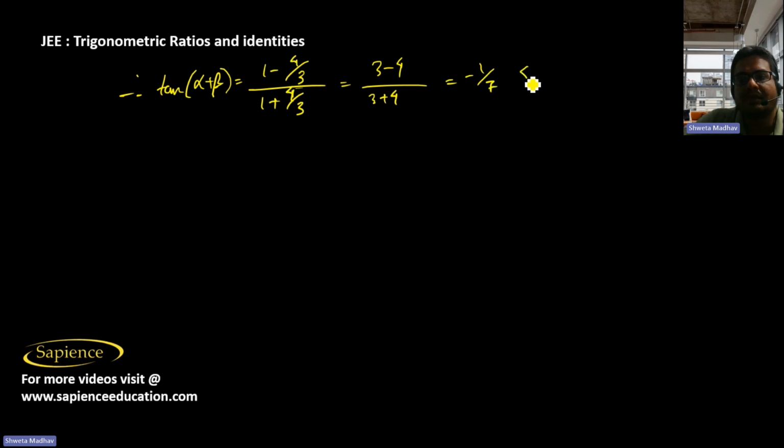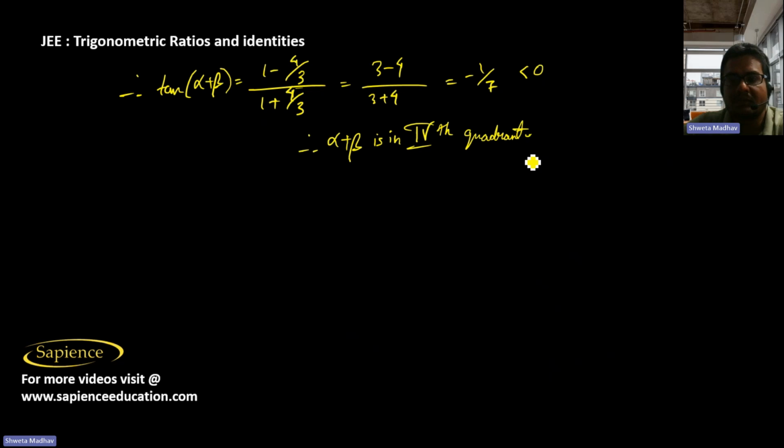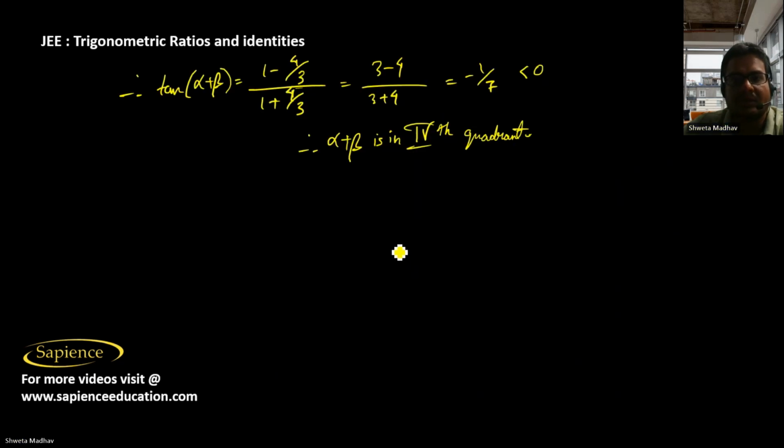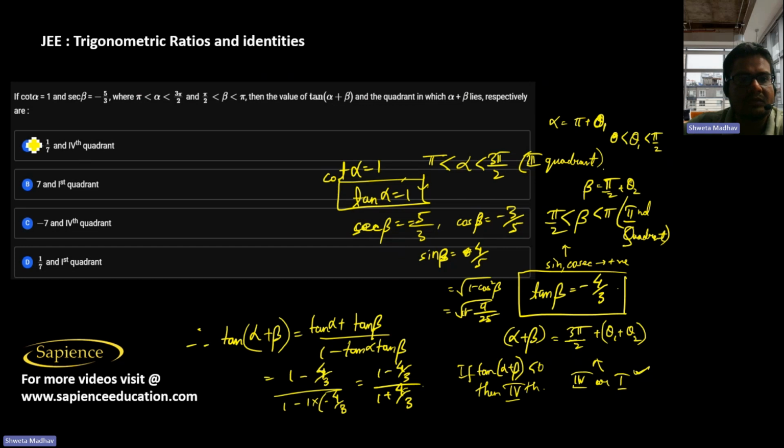So it is having negative value only. So therefore alpha plus beta is in the fourth quadrant, since in the fourth quadrant only cos and sec are having positive values and all the remaining are having negative values. So therefore tan alpha plus beta is minus 1 by 7 and it is in the fourth quadrant. So therefore option A is the correct answer.